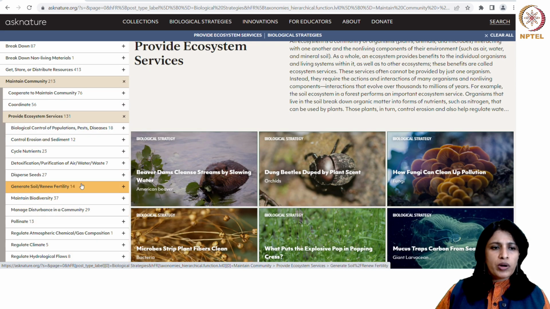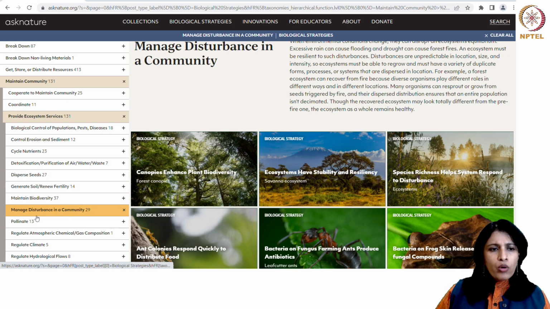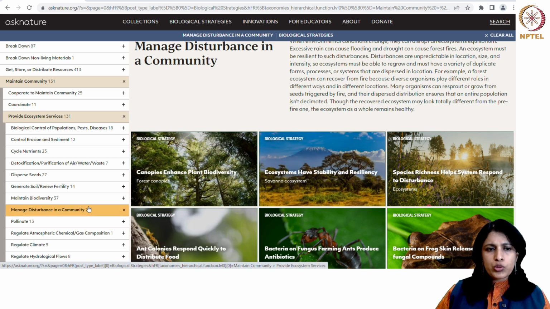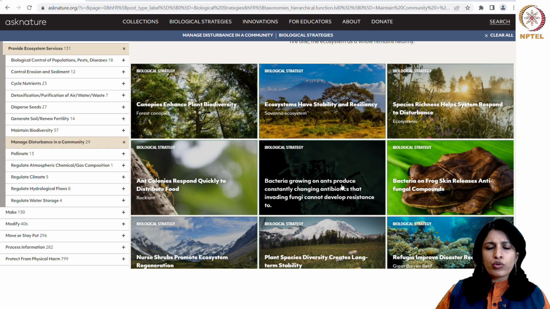Let's say I choose one of them, which is managing disturbance in a community. How does nature manage disturbance in a community? So you're looking at how nature manages disturbance, and you have 29 systems, 29 organisms that do that. You can scroll through them. You can look at each one of them if you like.